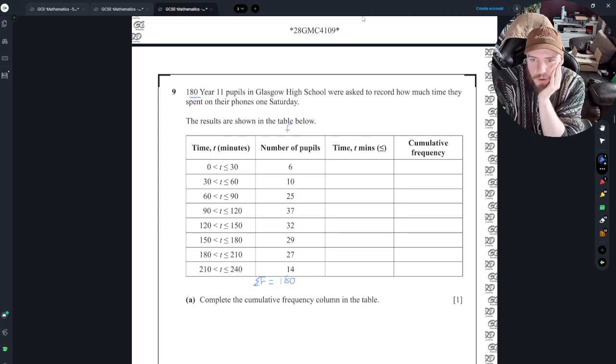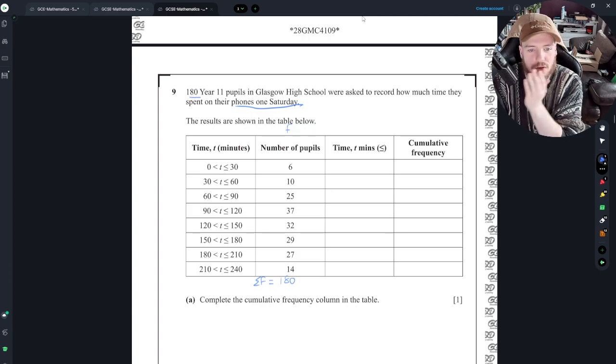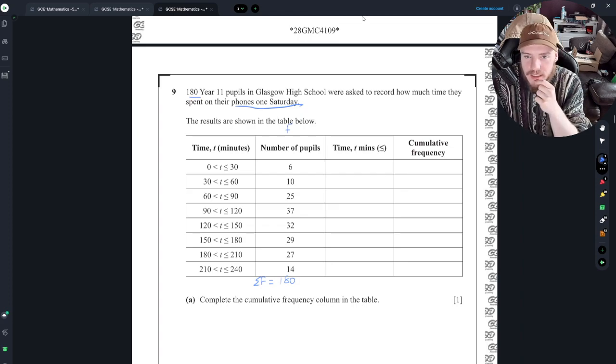We're asked to record how much time they spent on their phones on Saturday. Probably spent their lifetimes on their phone. So it is. So much interesting stuff to watch now on YouTube and TikTok. So let's take a look here. I'm just going to populate my table in general. So time t in minutes.